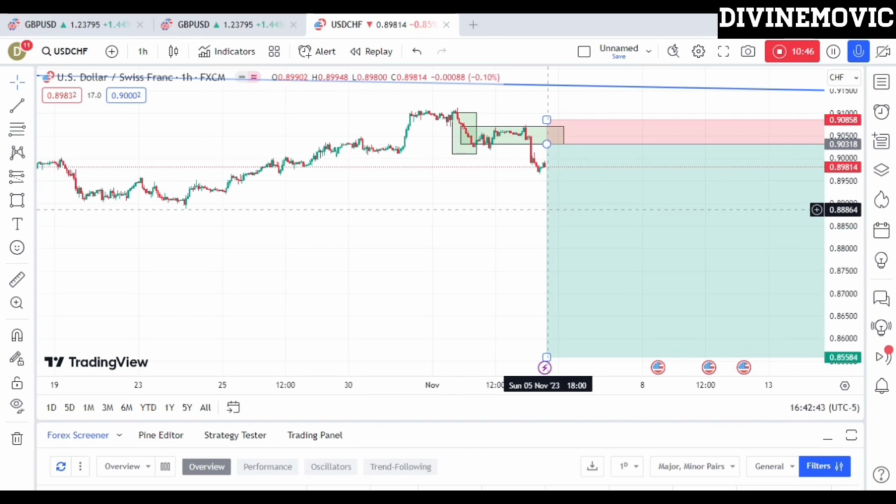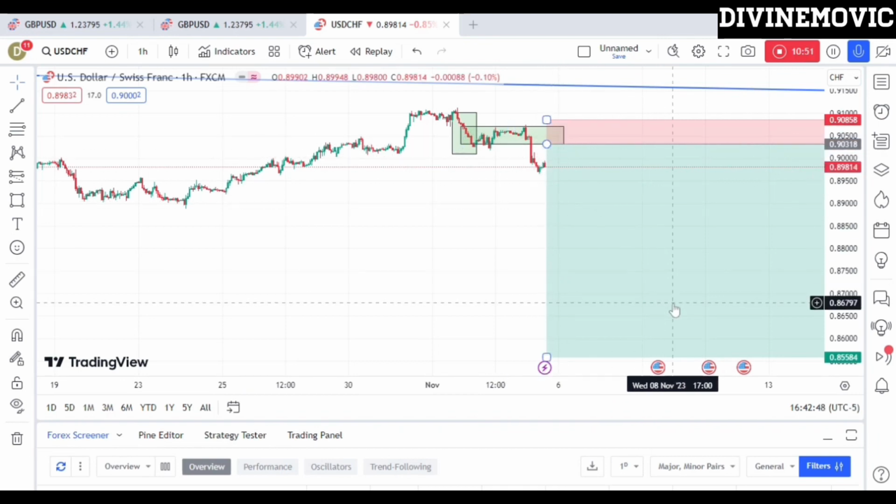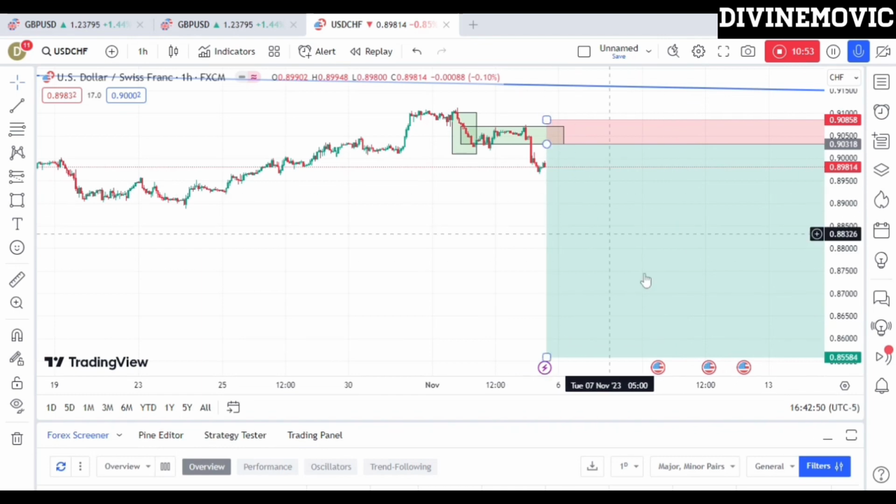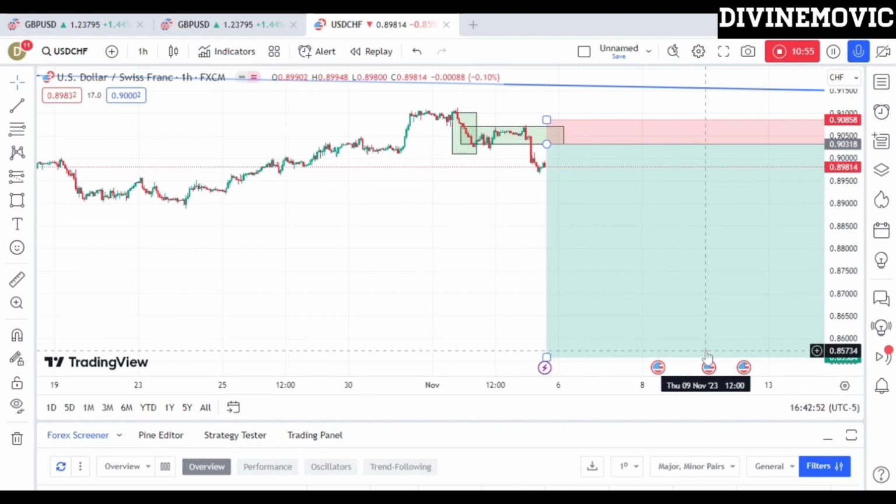So what we're looking for this week is for price to retrace back into this consolidation phase and then begin to distribute to the downside. So this is what we'll be looking at on USD CHF.